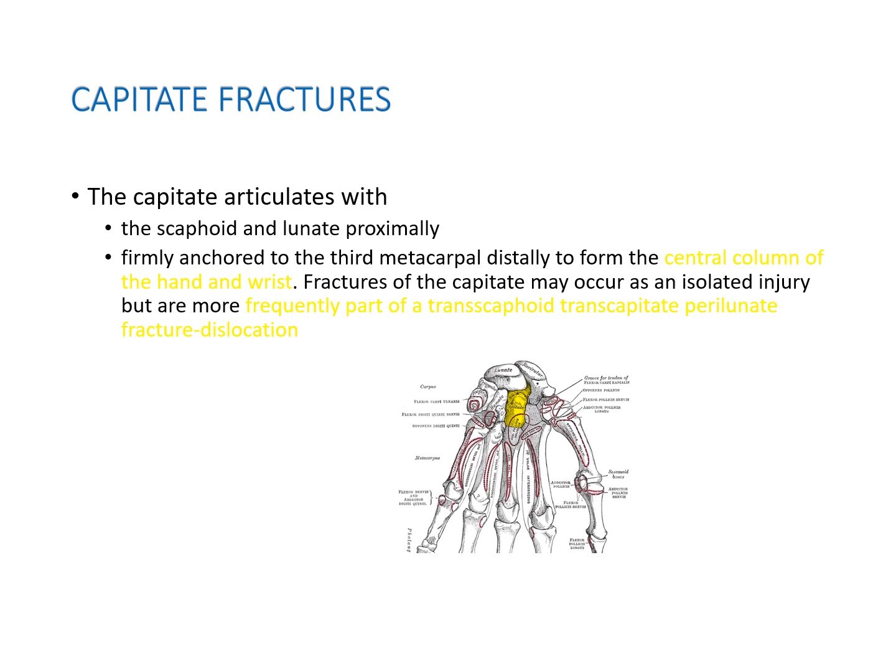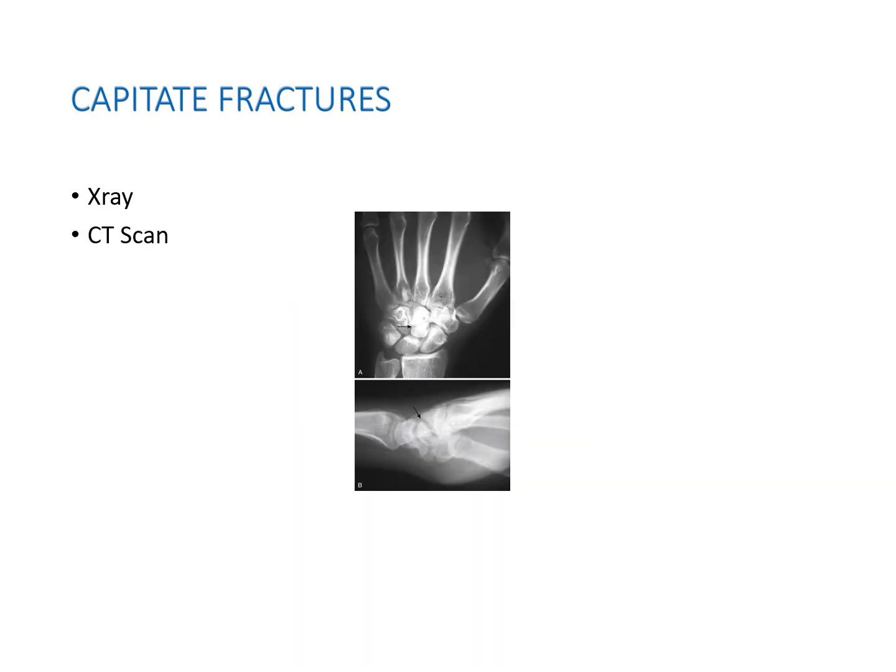Capitate is rigidly anchored to the base of the third metacarpal bone. So it makes the central column of the hand and wrist. So fractures of the capitate are most of the time associated with transscaphoid perilunate fracture dislocation. Here we can see a transverse body fracture in the capitate.